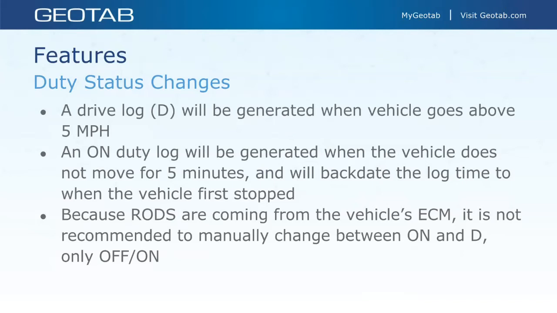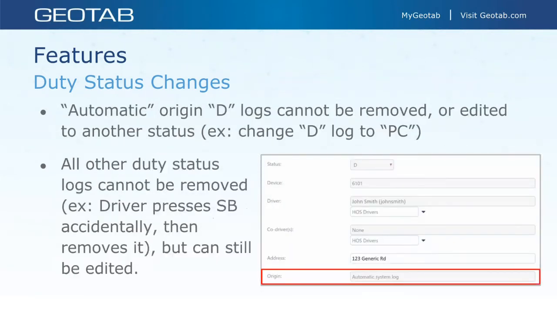Because RODs, records of duty status, are coming from the vehicle's ECM. They're not being generated by the tablet anymore, at least to the extent they were previously. It is not recommended to manually change between on and drive. Really, all the driver has to do is go off duty and on duty. They don't really have to ever put themselves on the drive line or take themselves off of the drive line. So this new system requires less intervention from the driver. There's less for them to worry about.